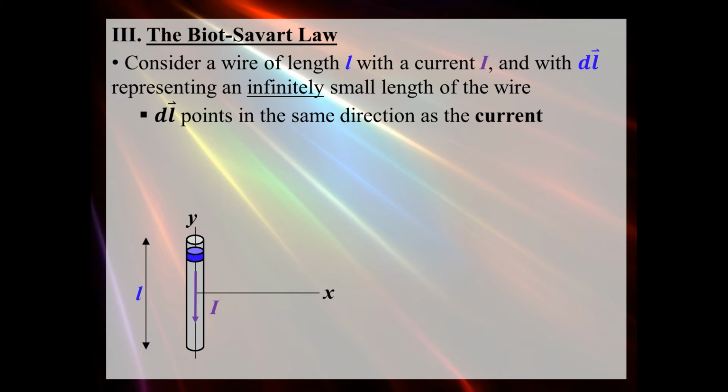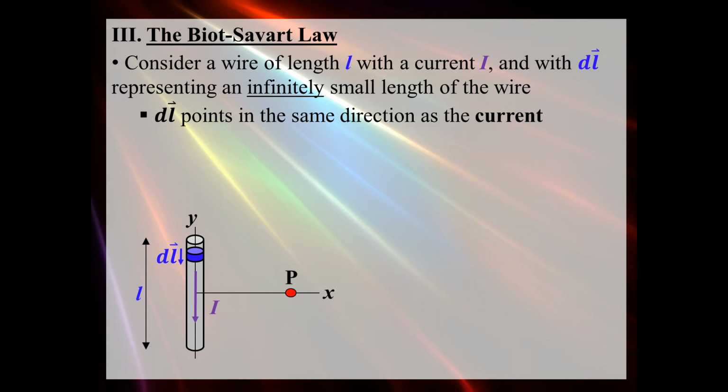Now, just a reminder in terms of what the direction of DL, or the length vector, is: it always points in the direction of the current. So therefore, DL would be pointing towards the bottom of the page because that's the direction the current points in the diagram that I see. So DL is directed in the negative y direction.